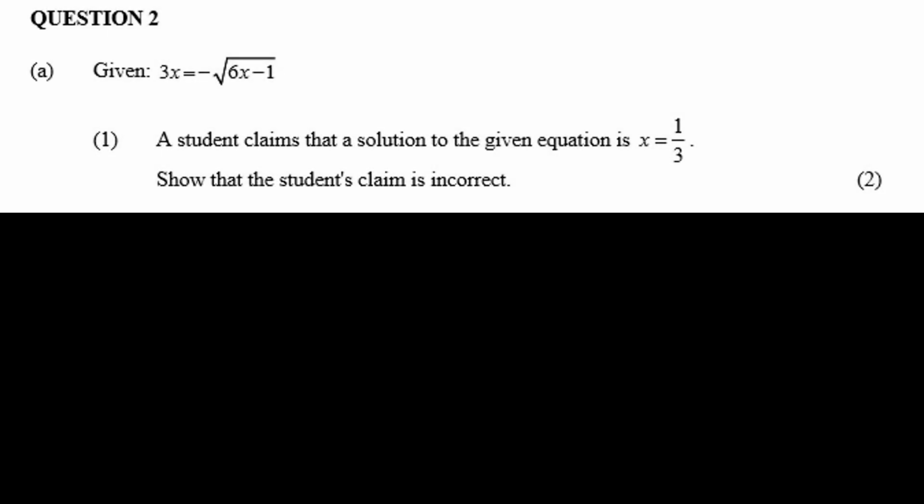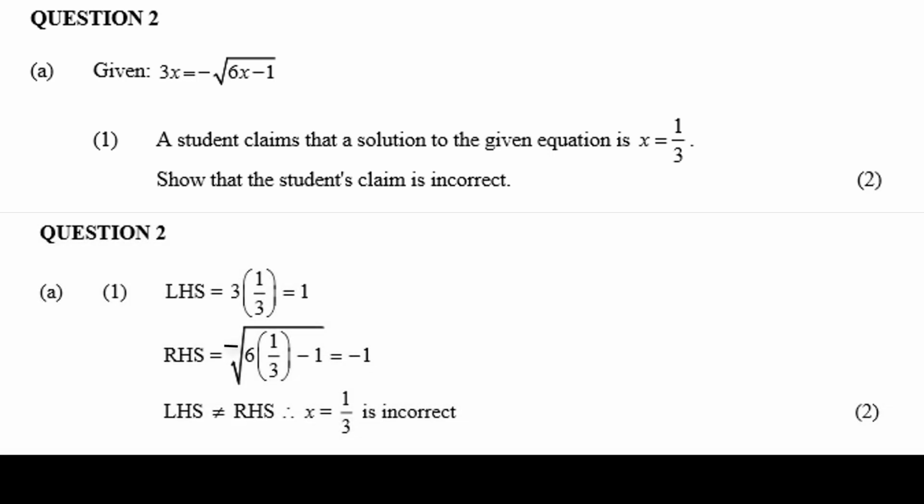This question is worth 2 marks, so don't look for too much here. The answer must be simple, and it is. Simply test the left-hand side and the right-hand side and compare. The left-hand side equals 3 times 1 over 3 equals 1.